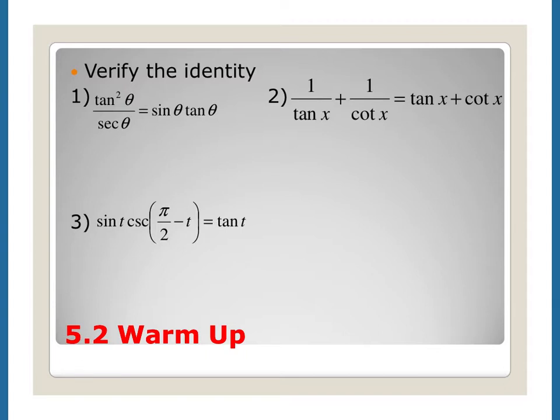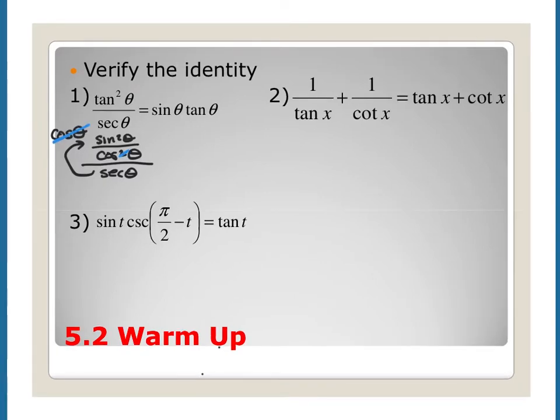So for number 1, it says tangent squared over secant squared equals sine theta over tangent theta. Anybody want to walk me through how they did it? And we're going to turn that into sine squared over cosine. And then the secant is going to turn to cosine, and then we're going to multiply that with cosine. Okay, and you're then going to cross those two out.